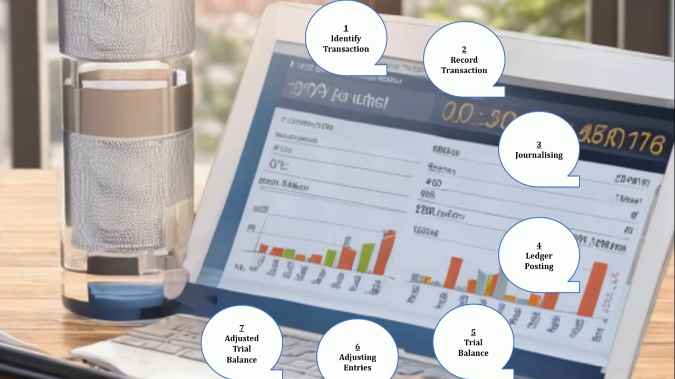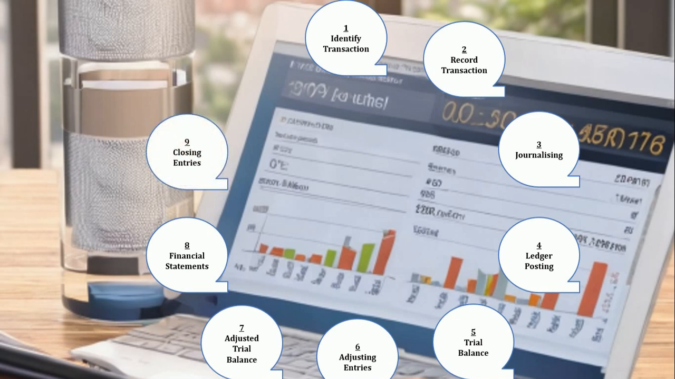The adjusted trial balance is used to prepare the financial statements, which typically include the income statement, balance sheet, statement of cash flows, statement of changes in equity, and also the notes to the accounts. At the end of the accounting period, closing entries are made to reset temporary accounts, revenue and expenses, to zero. This process ensures that the next accounting period starts with accurate revenue and expense accounts.